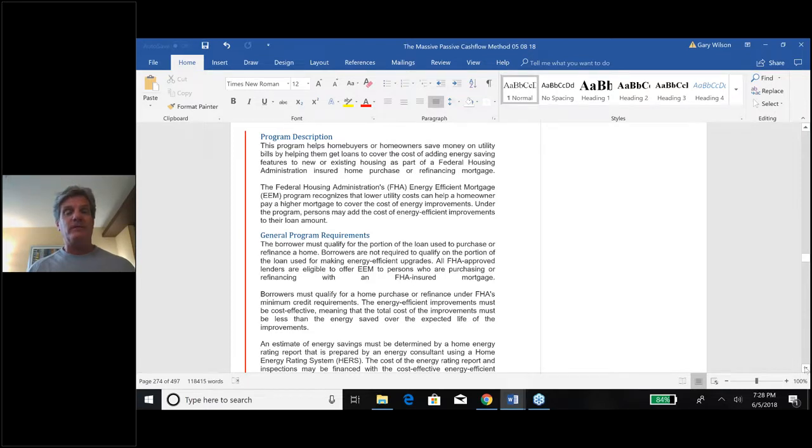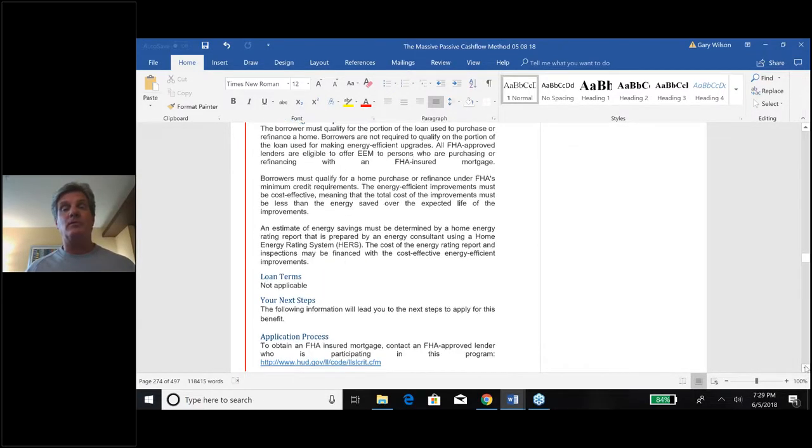All right. In any case, these are the basic requirements to qualify for the portion of the loan used to purchase or refinance a home. Borrowers must also qualify on the portion of the loan used to make energy efficient upgrades. That's essentially all it says there. FHA approved lenders are eligible to offer EEM to persons who are purchasing or refinancing with an FHA insured mortgage. Pretty self-explanatory. By the way, we're just talking about loans here. There are also a lot of grants that we can apply for, guys.